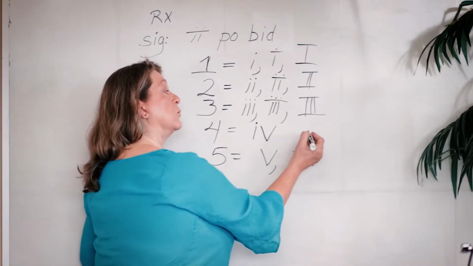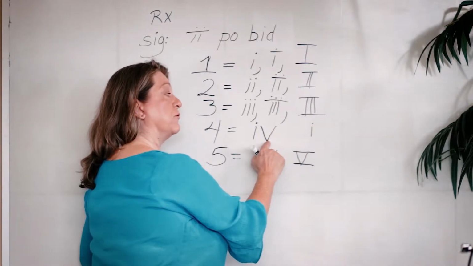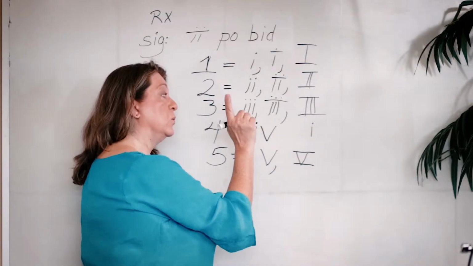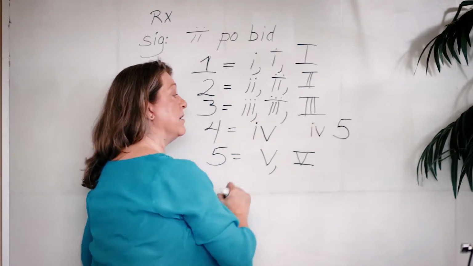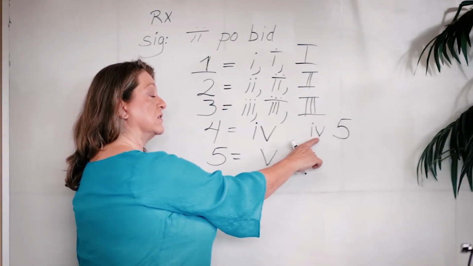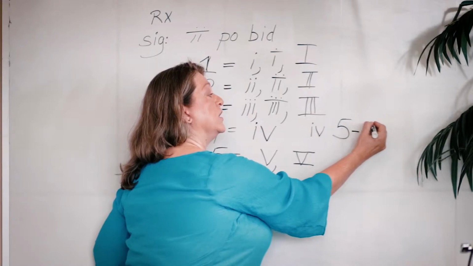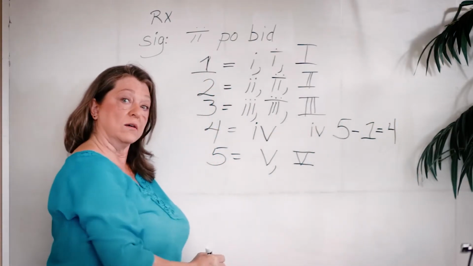We remember our rule where if the number 1 is placed in front of the larger number, we subtract. So we have the larger number of 5 and the smaller number of 1 placed in front of the 5, so we're going to subtract. 5 minus 1 gives us 4.